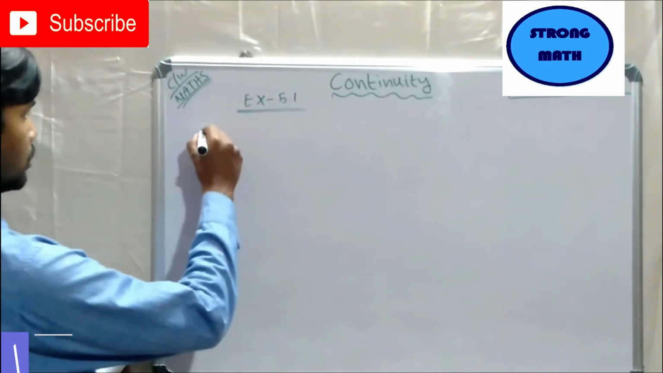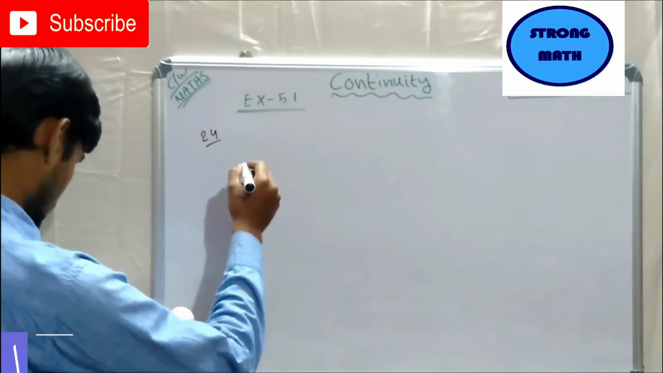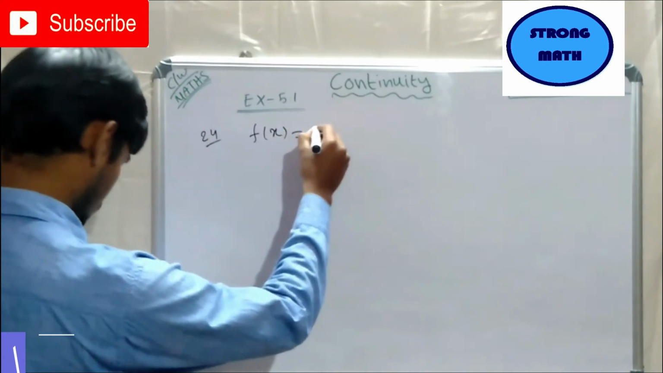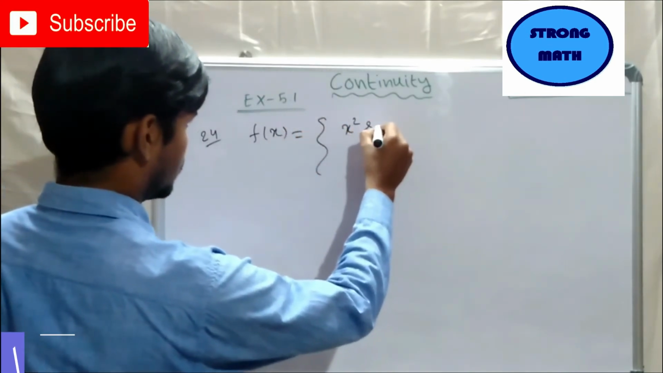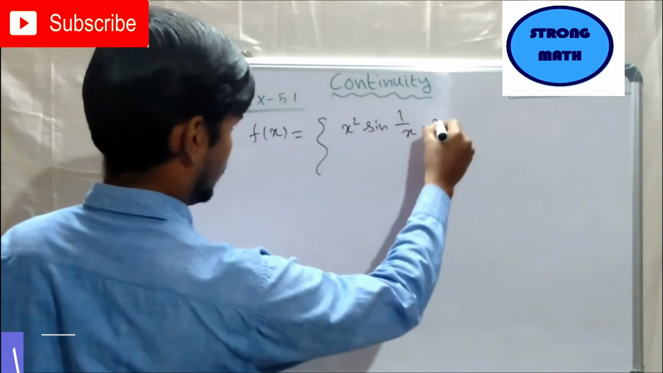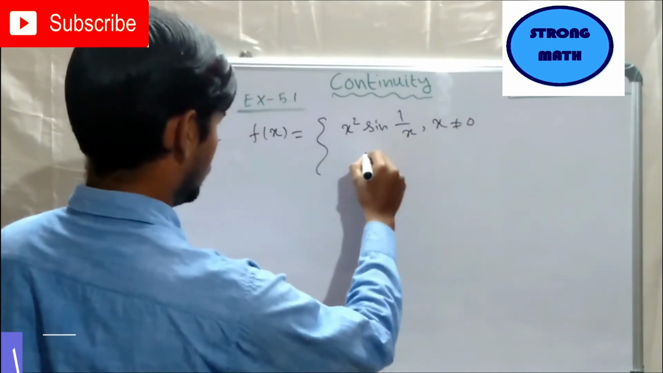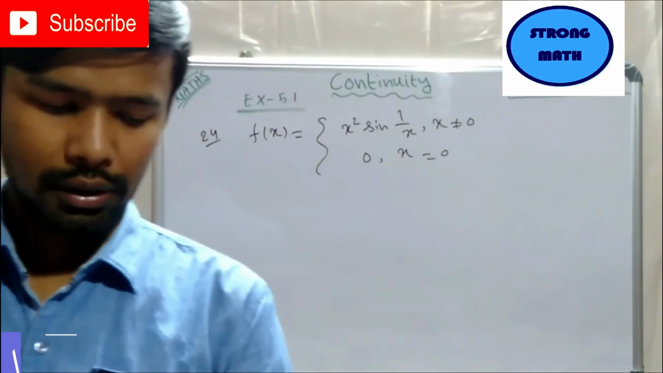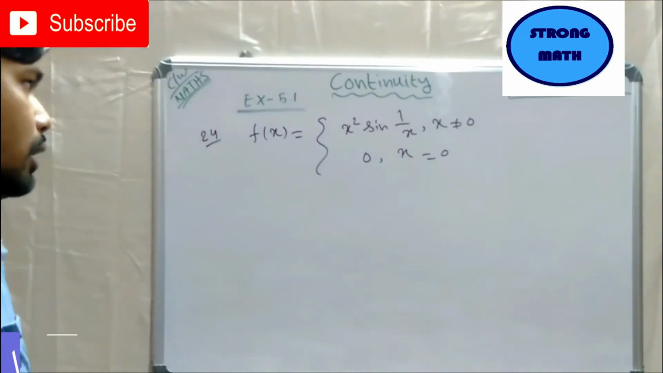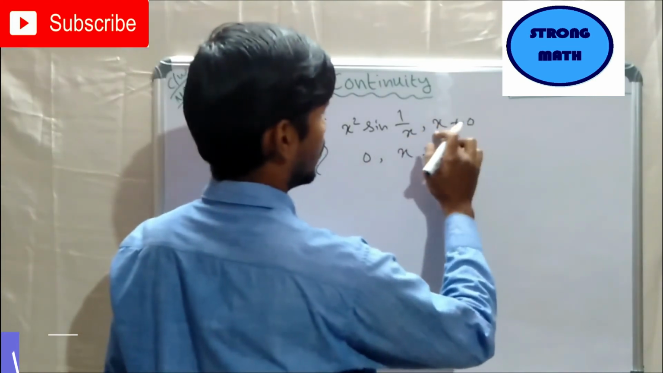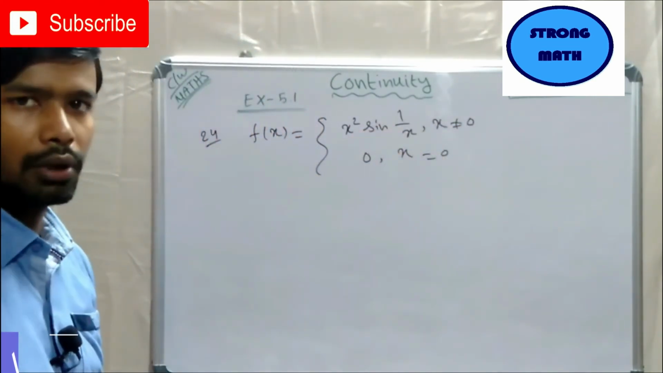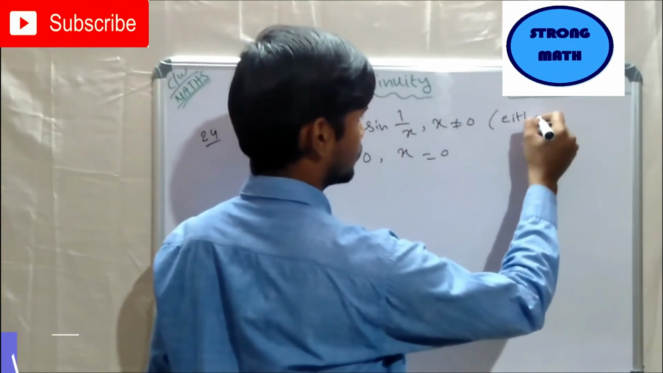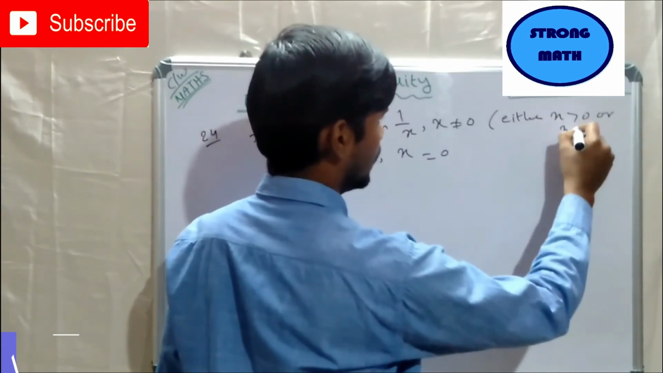Question number 24. Determine if f, defined as f(x) = x square sin 1 upon x if x is not equal to 0 and 0 if x equals 0, is a continuous function. Is this function a continuous function? We have to check. Now if x is not equal to 0, then the function is x square sin 1 upon x. If x is not equal to 0, it means either x is greater than 0 or x is less than 0.